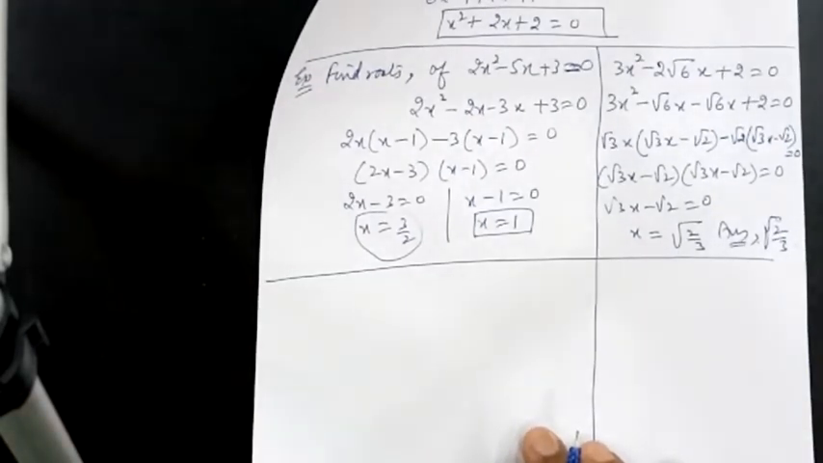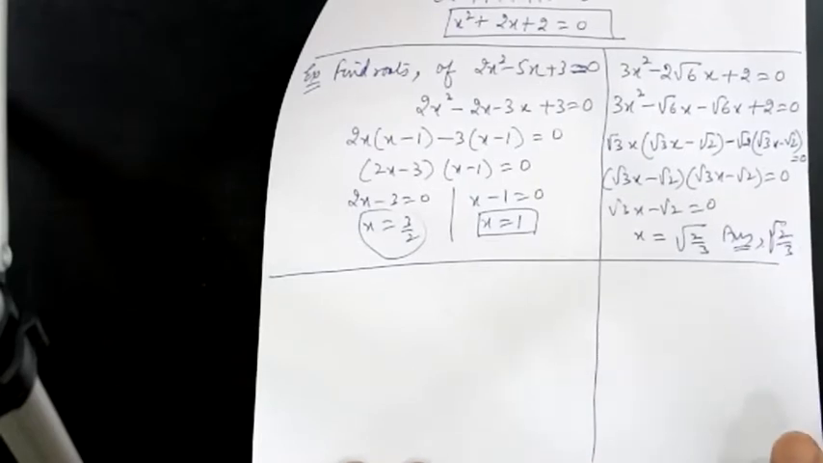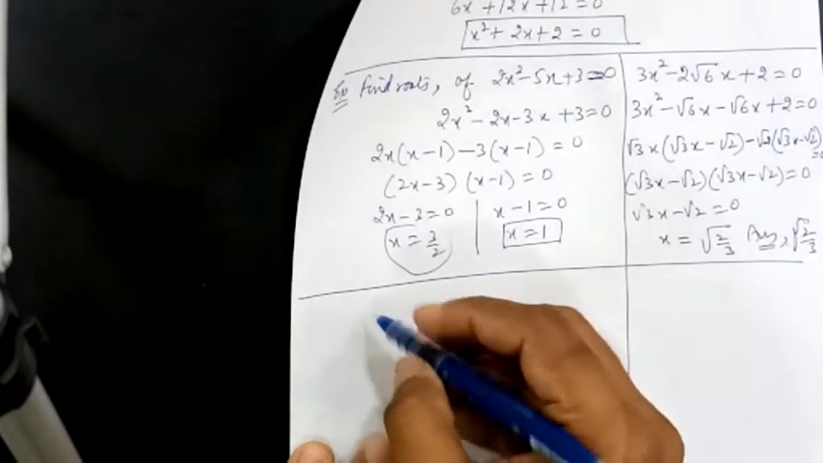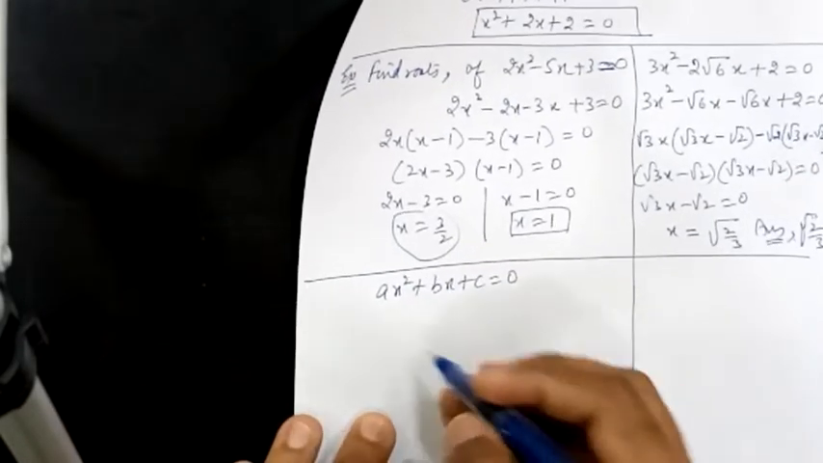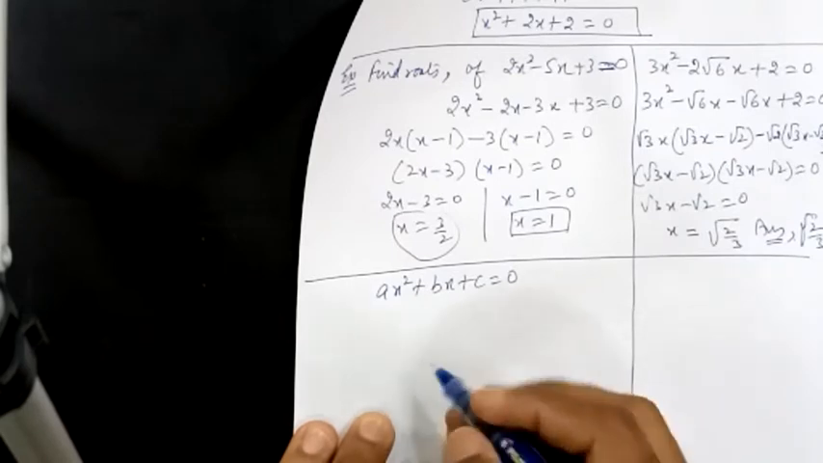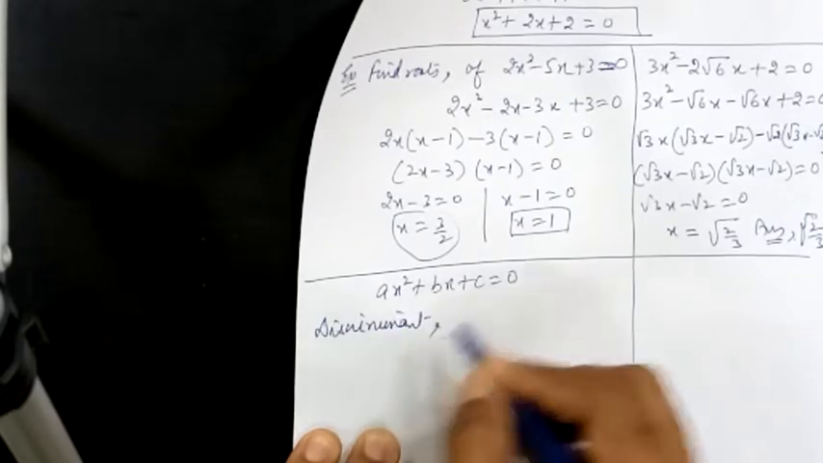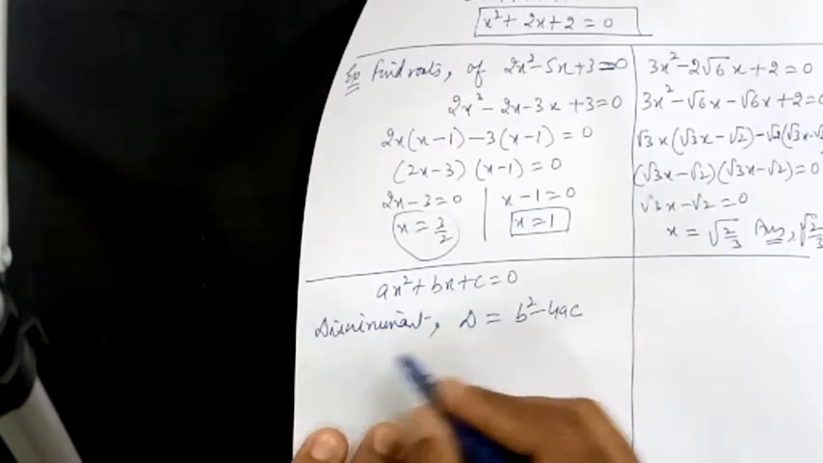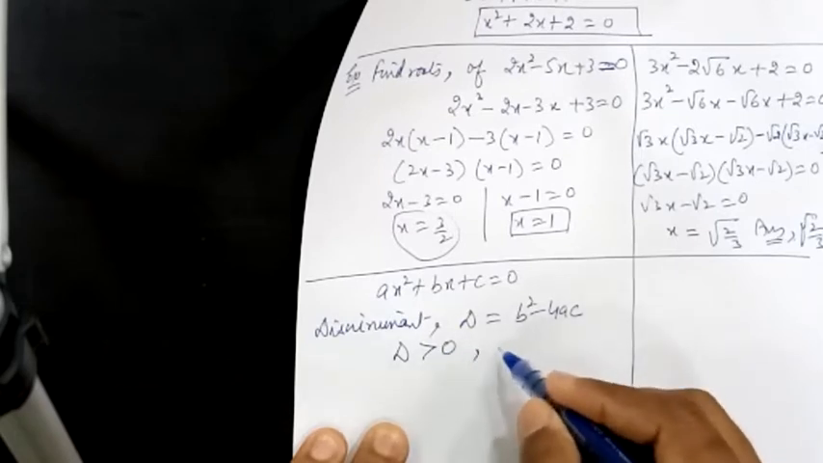Now the next topic we can discuss here is how to know the quadratic formula. What is the quadratic formula? Let us suppose ax square plus bx plus c is the standard form of equation. To know the nature of roots, you just find out the discriminant, that is d, which will be b square minus 4ac. So if d is greater than 0, then you will get real roots.